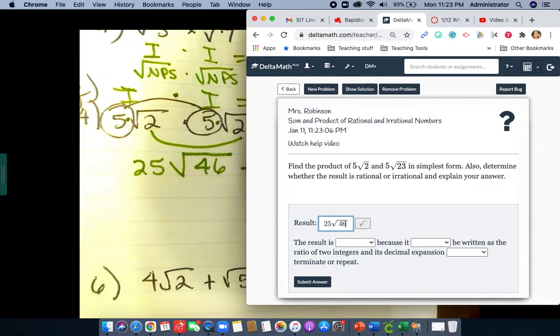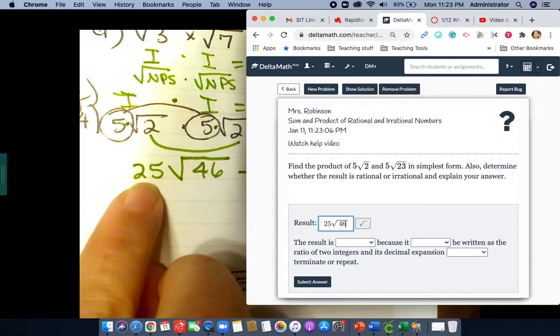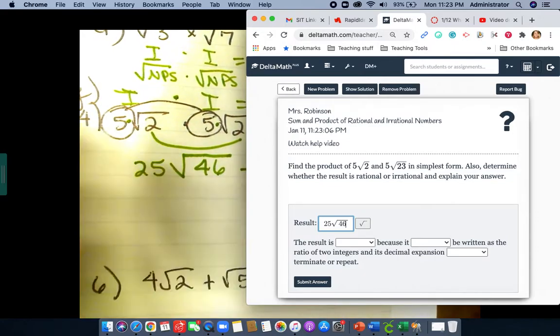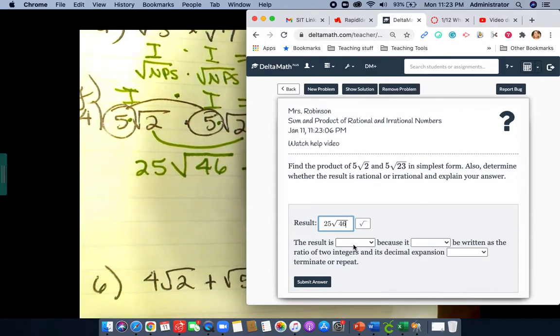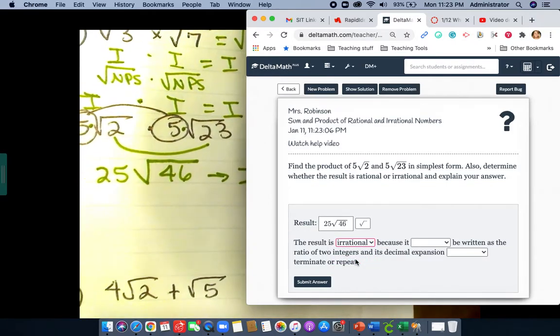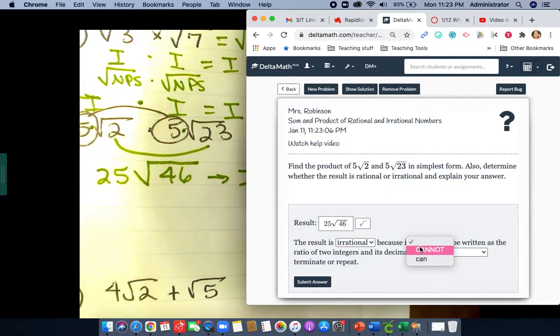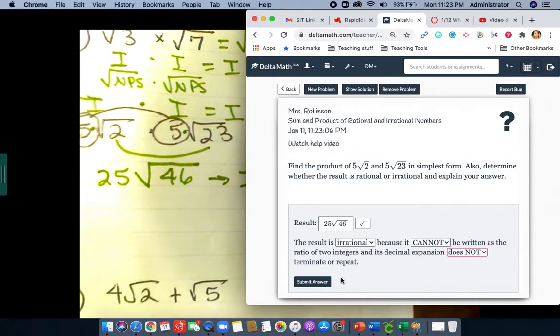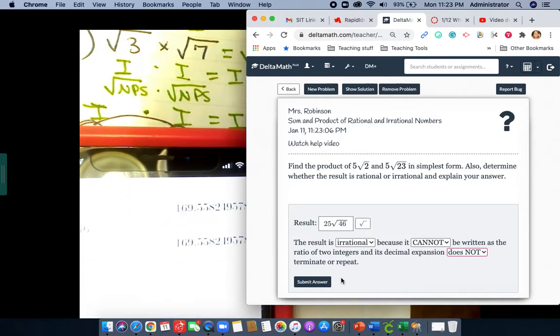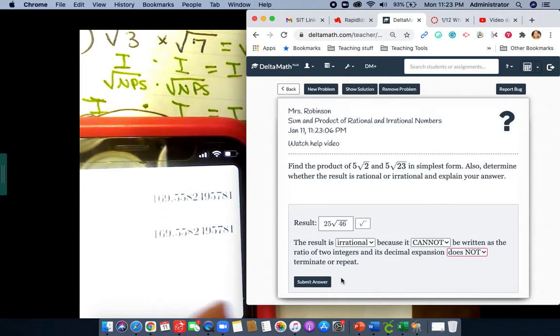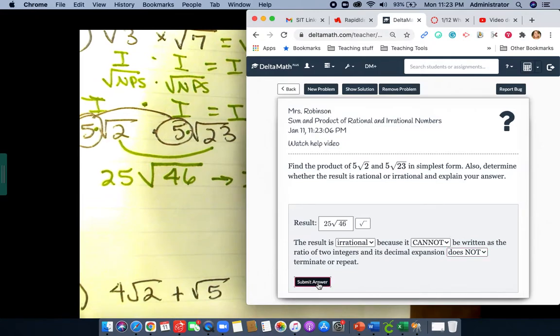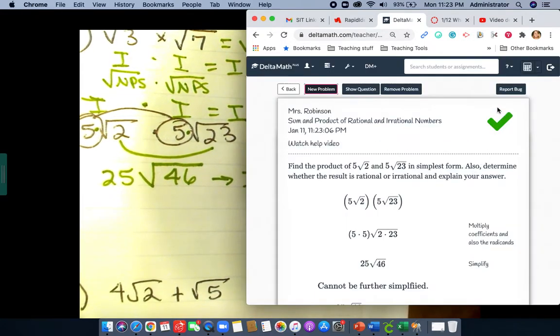And don't make it hard, guys. We're just multiplying the numbers on the outside together and the numbers on the inside together. And then it's irrational because it's the square root of a non-perfect square, right? And that means it cannot be written as the ratio of 2 integers, which means it does not terminate and does not repeat. If we got that many decimals, it's going to go on and on forever with no repeating pattern. So I'm going to hit submit.